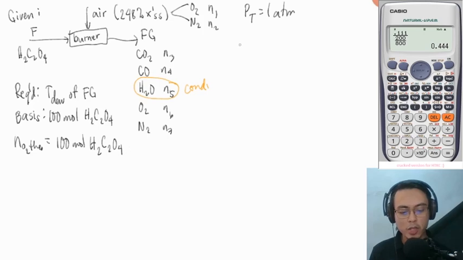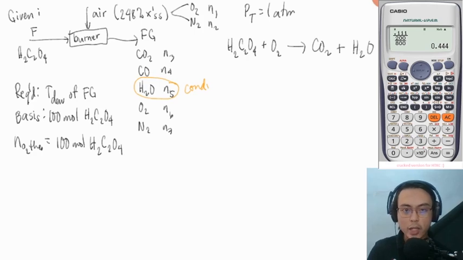So our combustion reaction is H2C2O4 plus O2 yields CO2 plus H2O. We just need to balance this equation. How do we balance this? We multiply this by 2. This becomes 2 and this becomes 4. So hydrogen is 4, carbon is 4, oxygen is 8, 9, 10. This is 8, 9, 10. Okay, that is balanced.